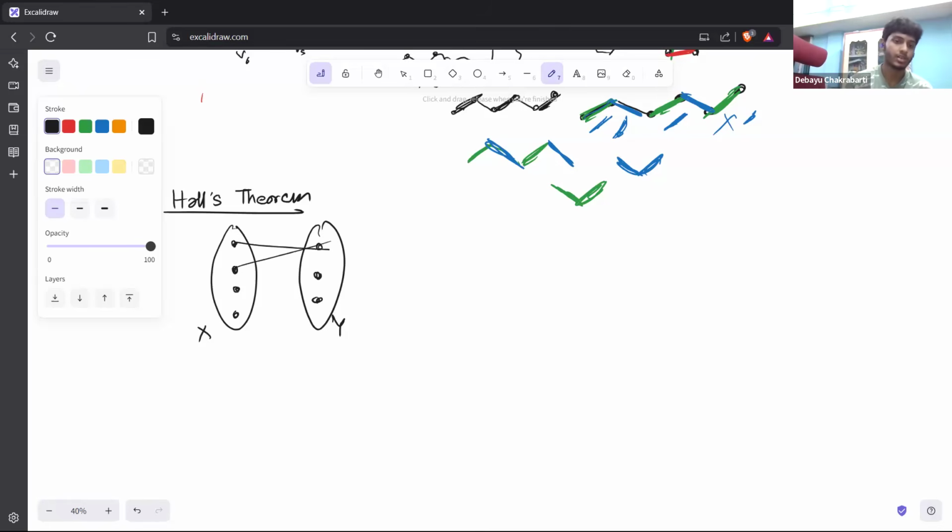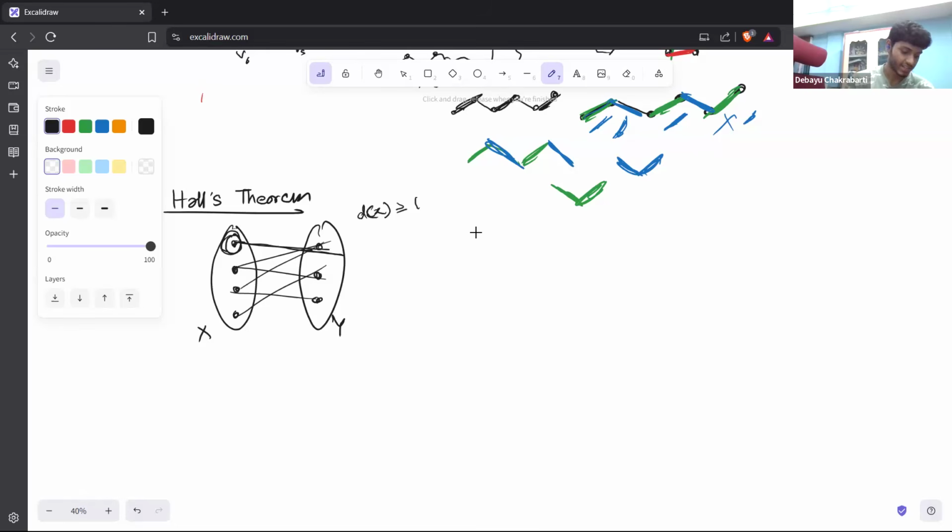So let's look at one vertex. If we want to find a perfect matching, what's the requirement for one vertex to have a perfect matching? It needs an edge, right? So it's an obvious condition that the degree of a vertex in X should be greater than or equal to 1.